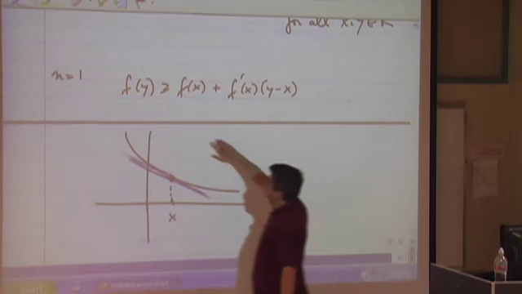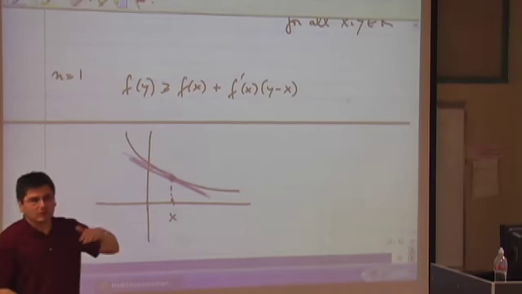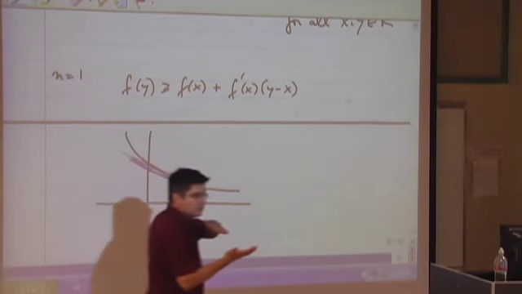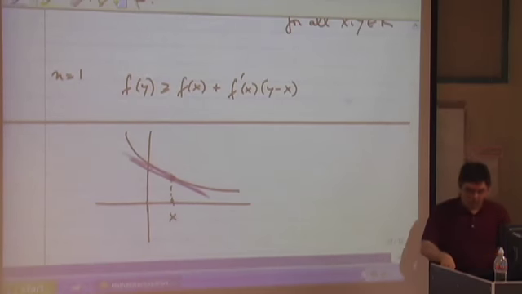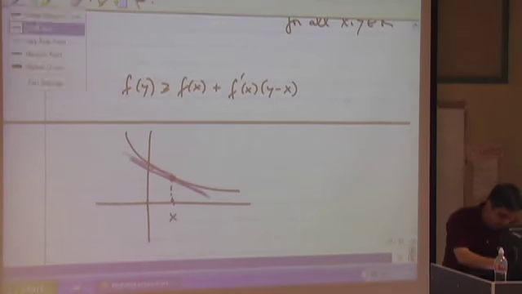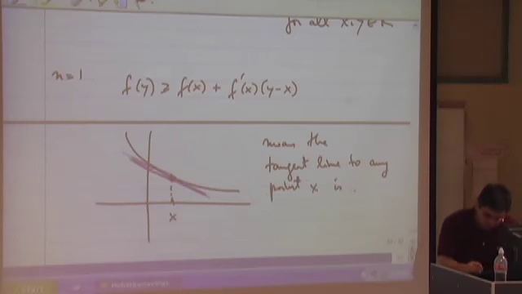So all this is saying is that the graph of a convex function always lies above all tangent lines. Okay? So it means that the tangent line to any point is always below the graph.